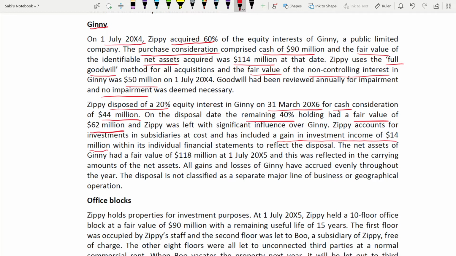Now the net assets of Guinea had a fair value of 118 million at 1st of July 2005. 1st of July 2005. Look at the date. It's not the date when they have disposed. Okay, that is the closing.